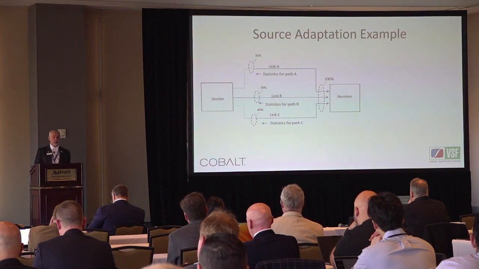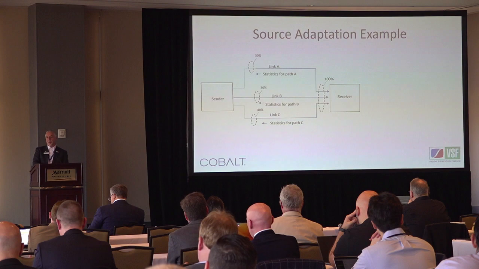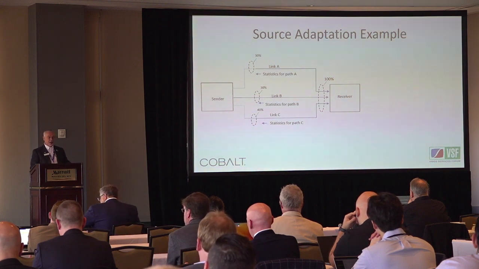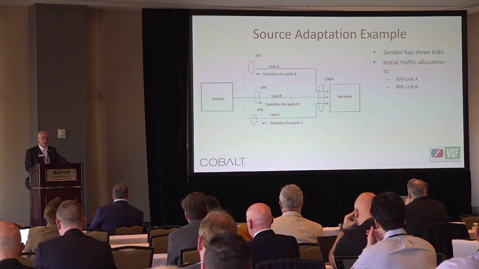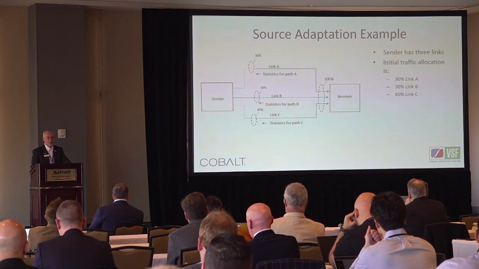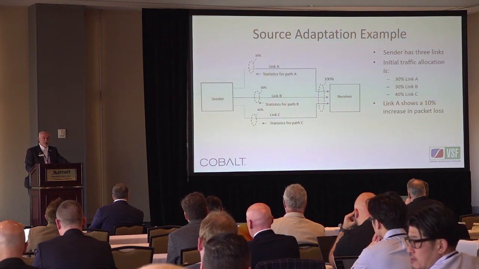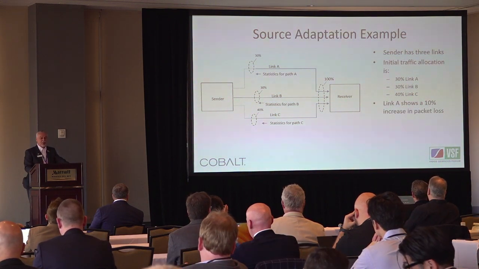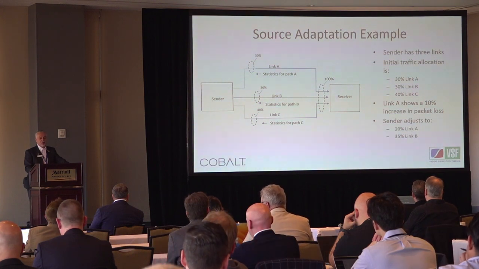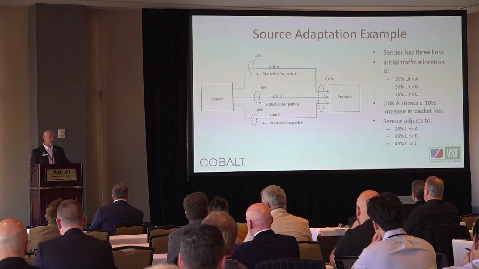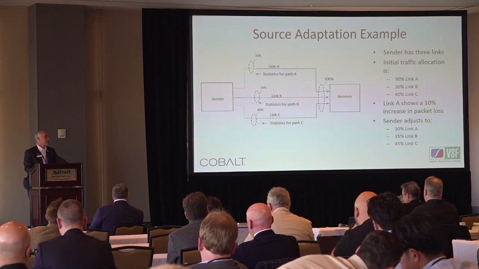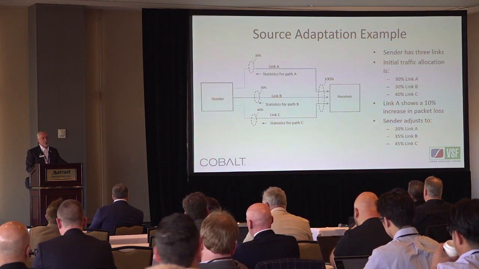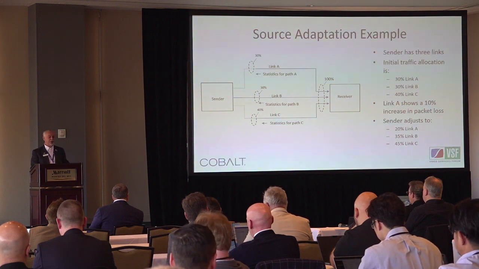And here's a source adaptation example, thanks to my friend Adi, who did that picture and prepared the example. Let's say that you have a sender with 3 links that split 30, 30, and 40%. My animation works. Not as good as his, but it still works. Let's say that link A shows a 10% increase in packet loss. Then you adjust to 20, 35, and 45. So that's a source adaptation example. You should do source adaptation first before you do bitrate change, because it's more powerful if you have multiple links. If you have a single link, you're stuck.